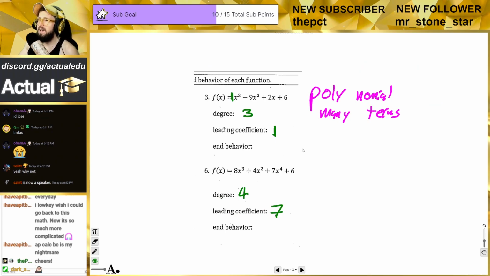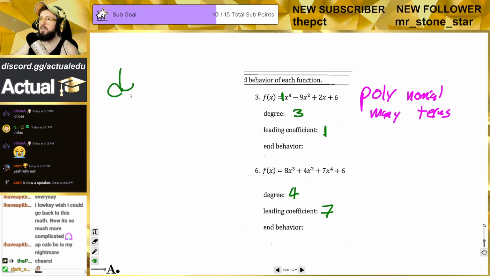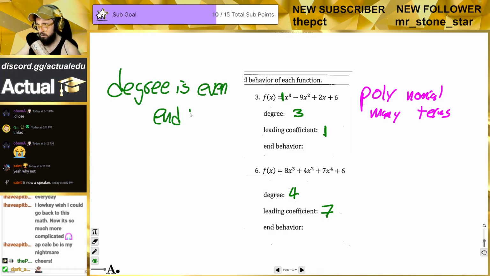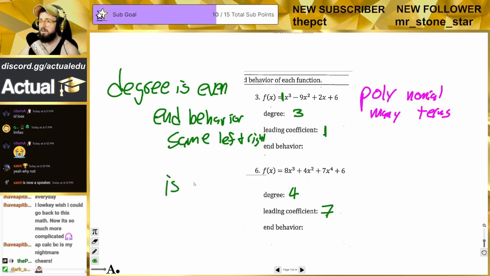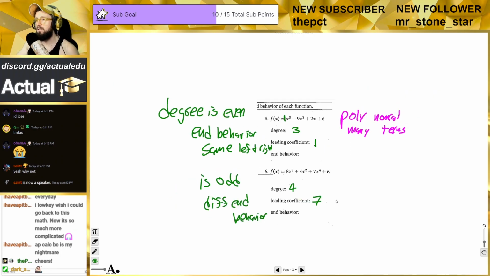End behavior. I guess they probably mean like to the left and to the right, like which way it goes, right? Yeah, that's what throws me off. That's the only thing I don't know. Okay, so here's the thing. If the degree is even, then the end behavior is the same for left and right. But if it's odd, then it's a different end behavior, okay? End behavior is just saying what happens as we go to positive infinity and what happens as we go to negative infinity for x, okay?